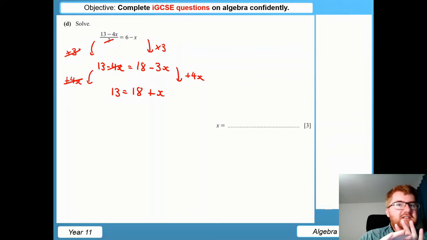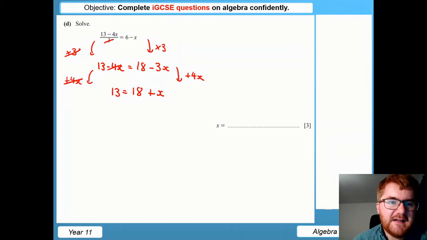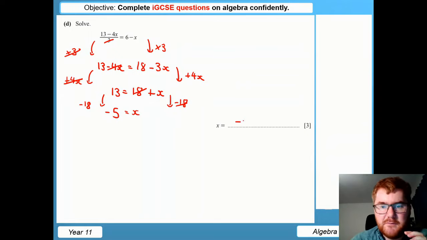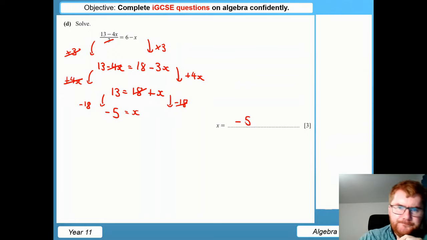Notice a lot of the difficulty disappears after that step, and now we can just work out x, because the opposite of adding 18 is minusing 18 on both sides. This cancels, leaving us with just x, and then 13 minus 18, checking your calculator if you're not happy with it, is minus 5. So we pop that in.